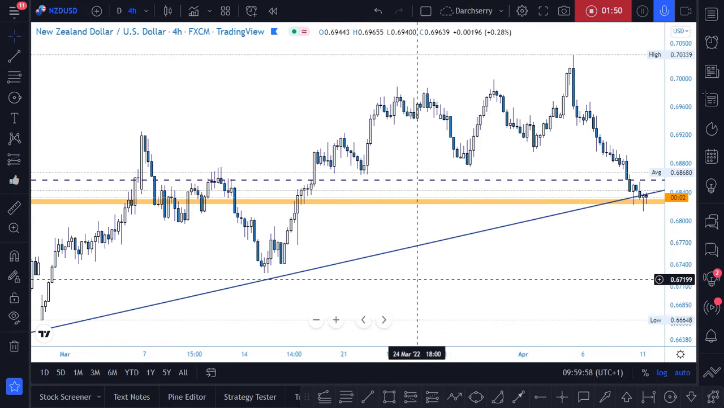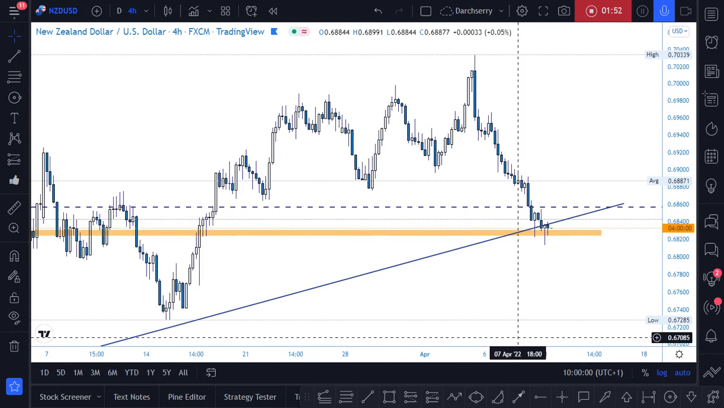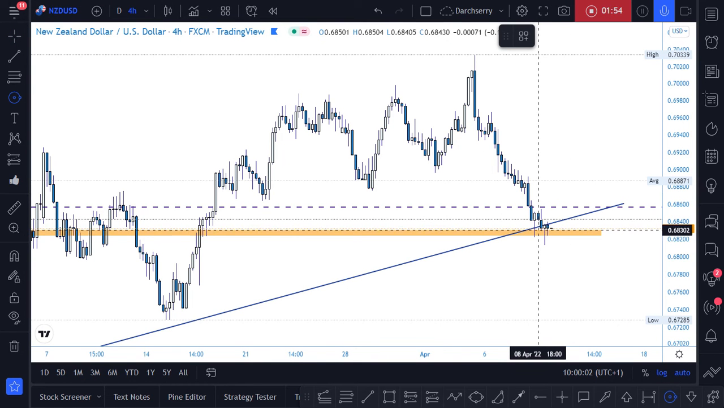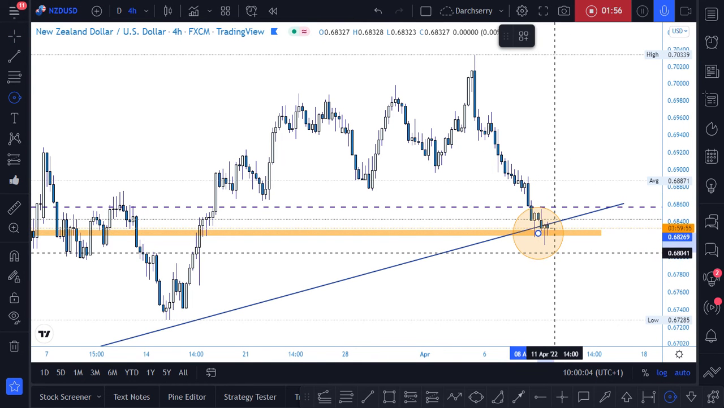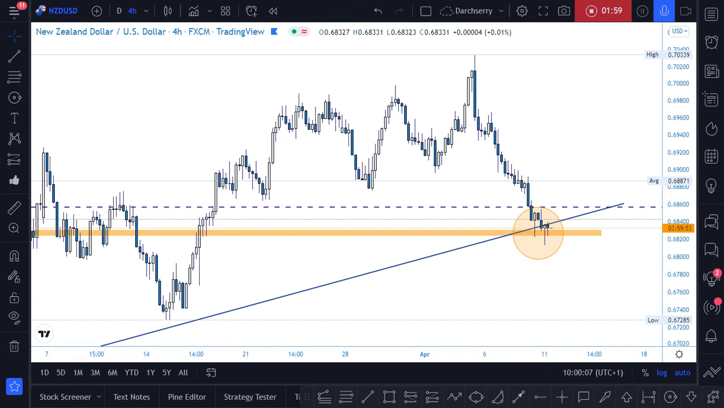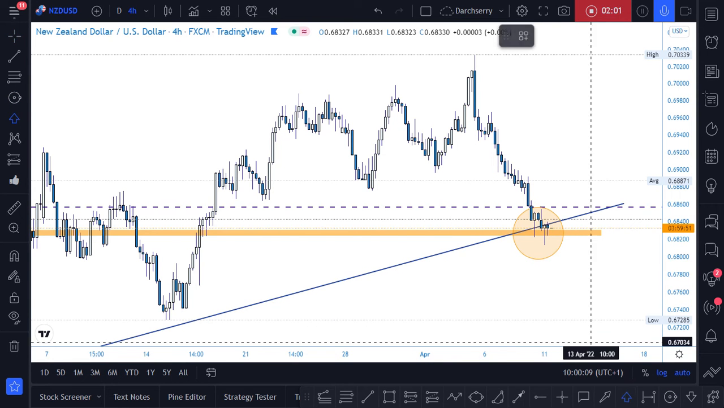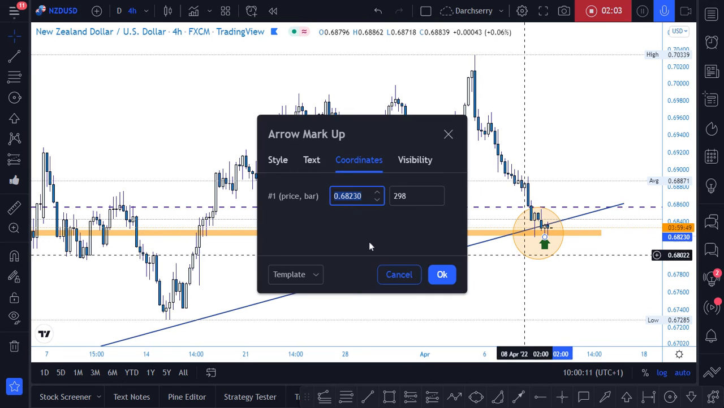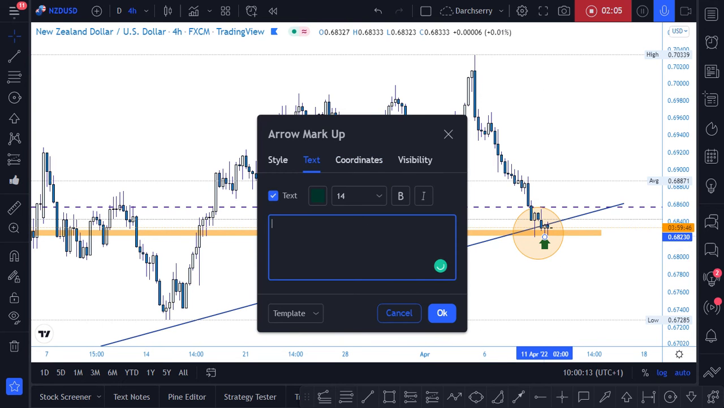So with this trend line, which also shares a confluence with the key level at 0.68250, which is around here, then at this point, we want to be looking for a reversal setup around this area to buy.